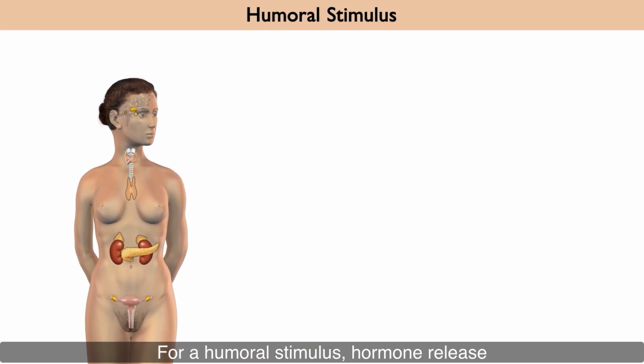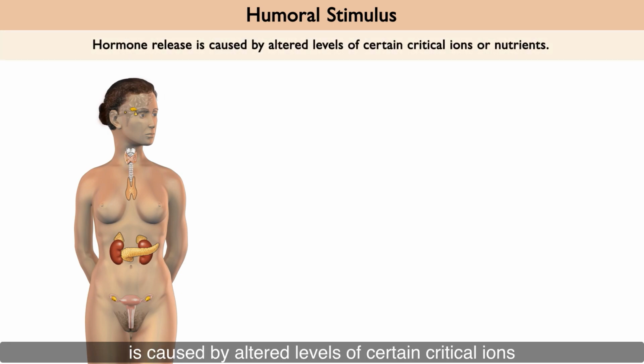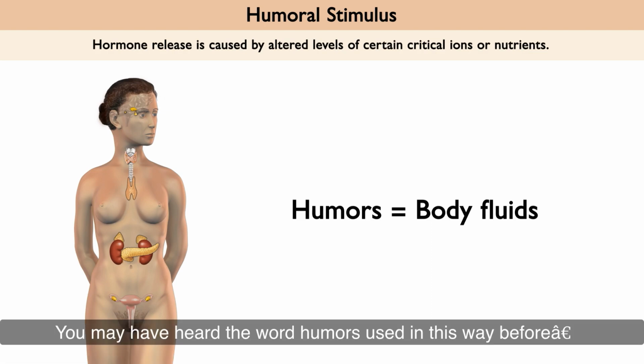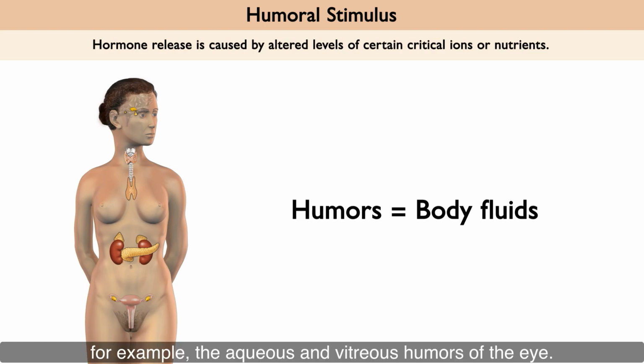For a humoral stimulus, hormone release is caused by altered levels of certain critical ions or nutrients in body fluids. This is called a humoral stimulus because the fluids of the body, including blood, were once called humors. You may have heard the word humors used in this way before. For example, the aqueous and vitreous humors of the eye.